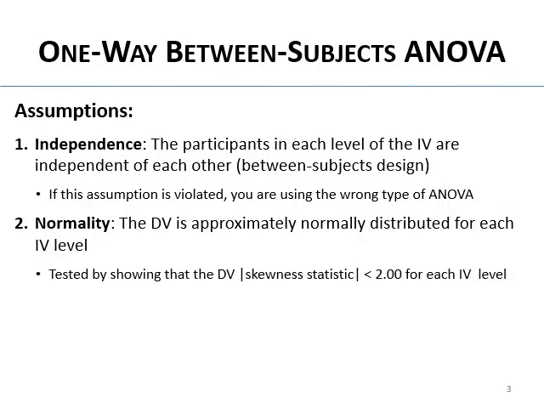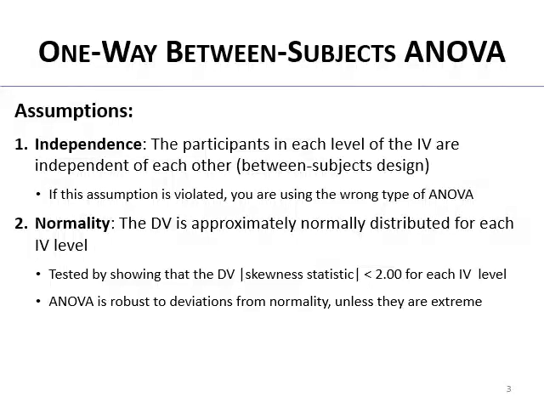So guess how we test that? We look at the skewness coefficient. So in the explore procedure, you would run the skewness coefficient for each level of the independent variable, looking at the DV, and you expect that skewness coefficient to have an absolute value that is less than 2. Normal enough, this assumption's met. If any one of them is 2 or bigger, you got a problem.